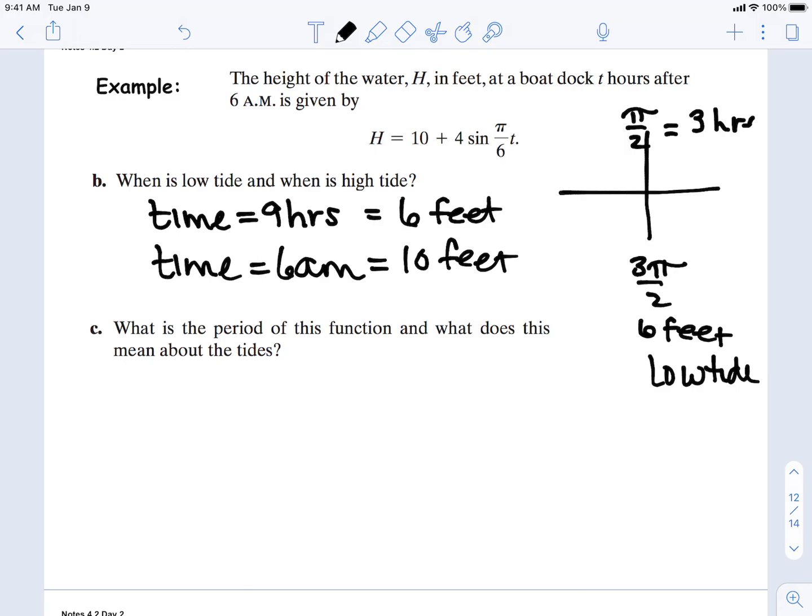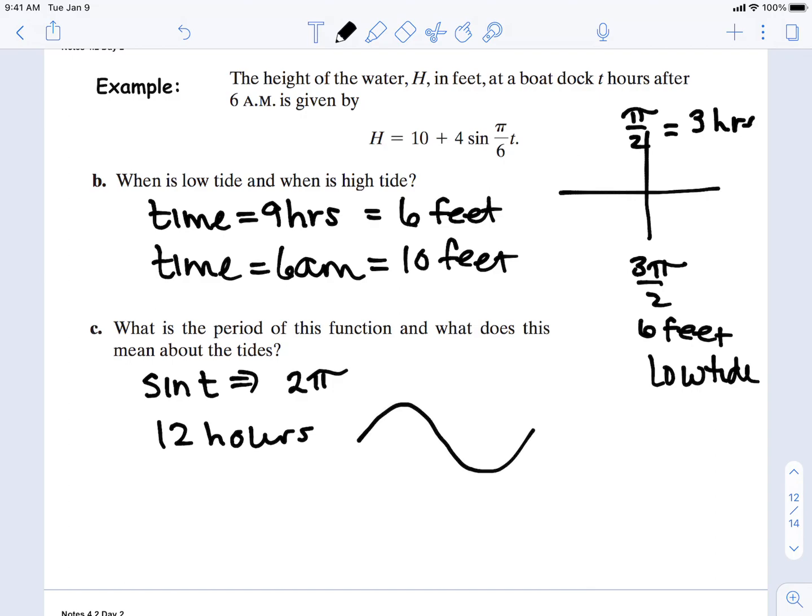And then it says, what is the period of this function? What does it mean about the tides? The period of a sine function is 2 pi. So every 12 hours, the revolution starts over again.